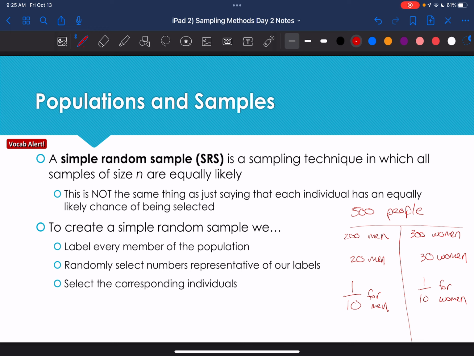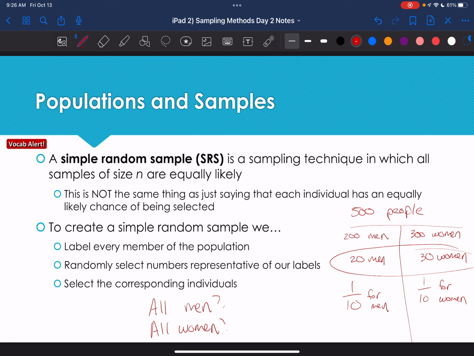selected. But in this method, could you get all men? Could you get all women? You couldn't, right? Like it's not possible. The way this has been designed, you will specifically get 20 men and you will specifically get 30 women. So not every sample out of the population is possible. A simple random sample, any combination is possible and they're all equally likely. So it's a subtle difference, but it is an important one.